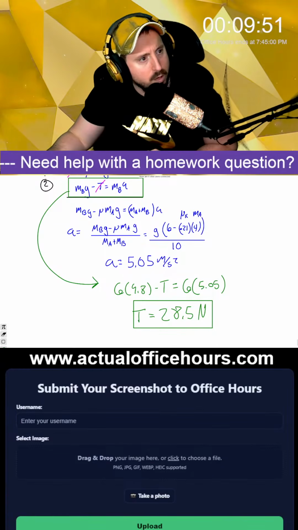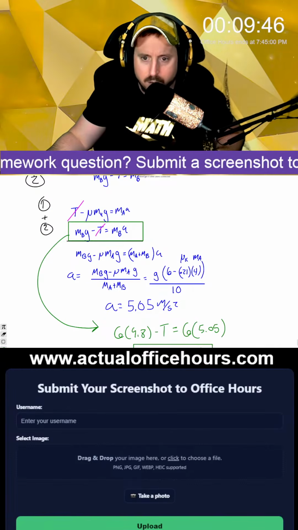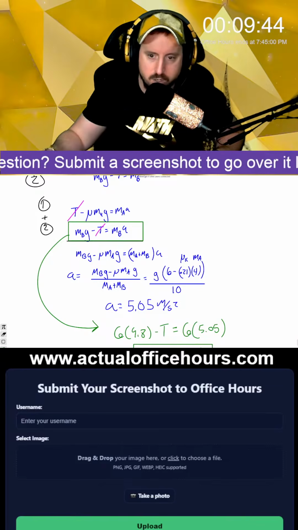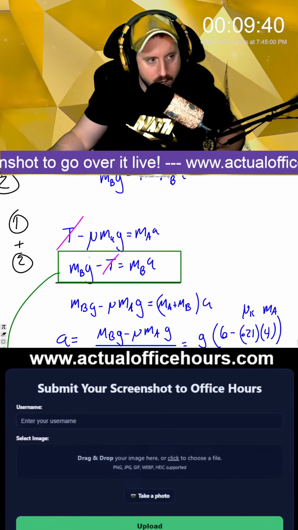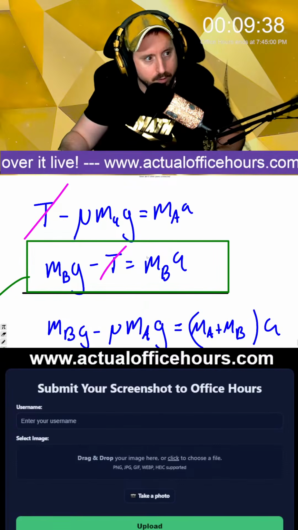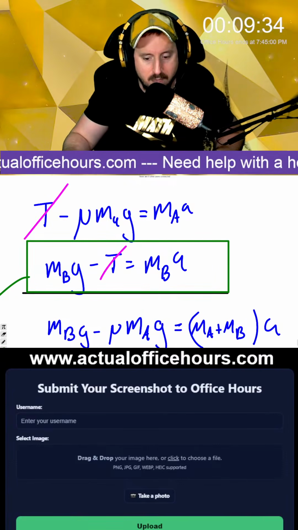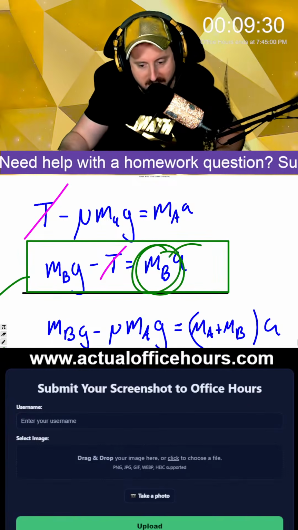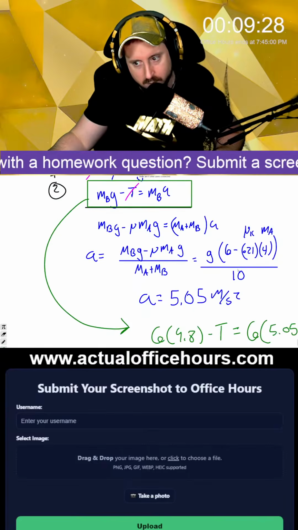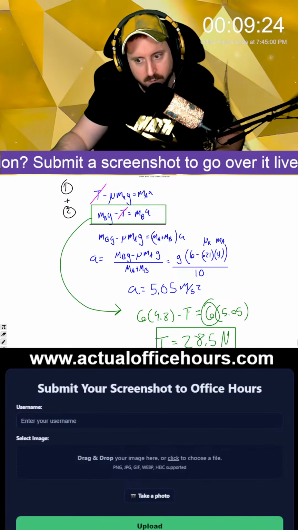Why did you use block B mass in 6 times 5.05? Okay, sure. Because when using this equation, which was the force diagram for block B, this was mg for block B minus T equal to ma for block B. And then block B was always 6.